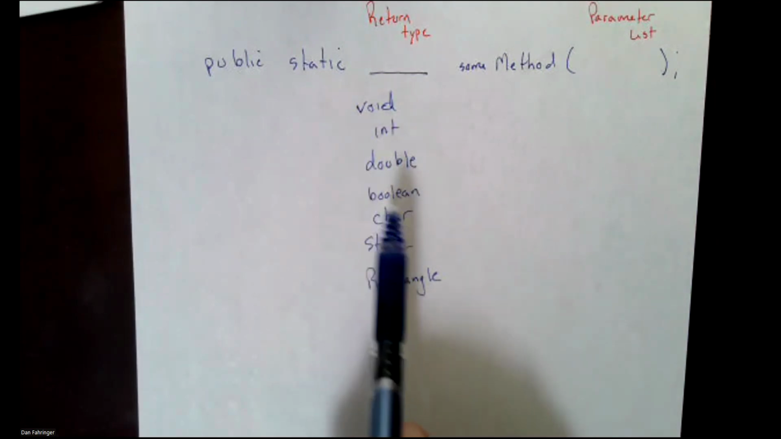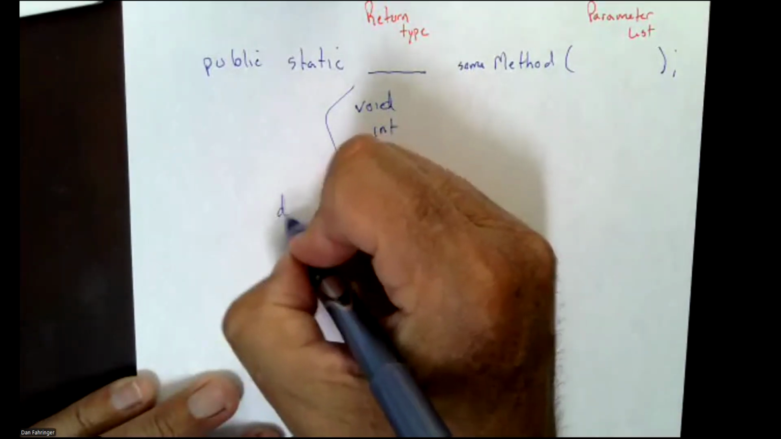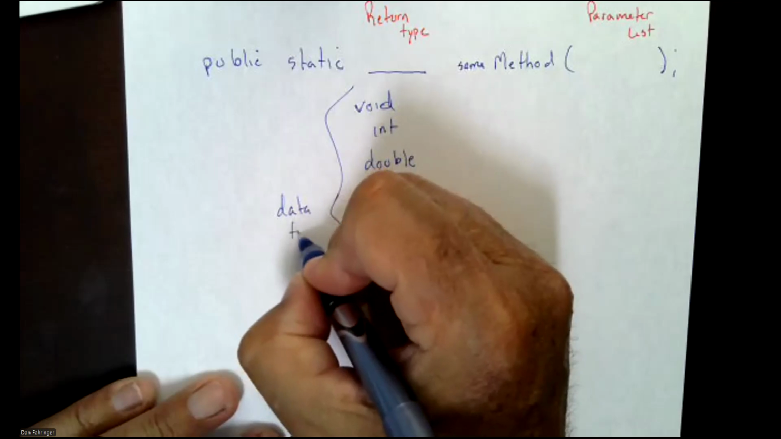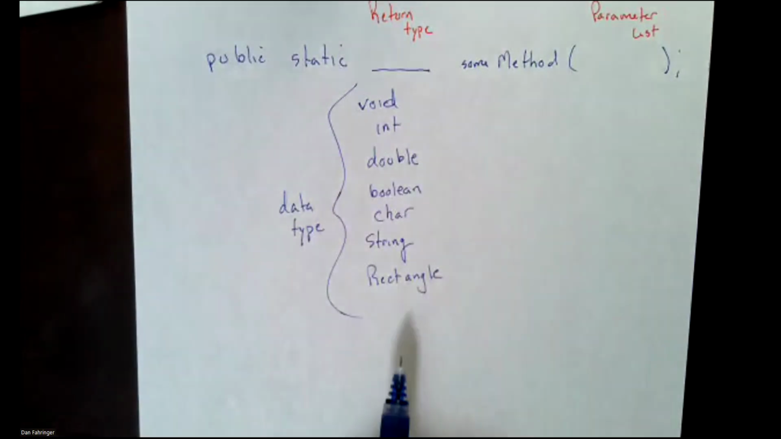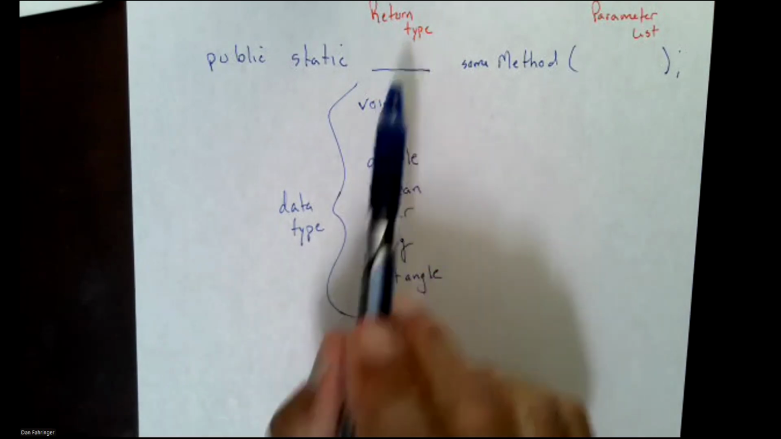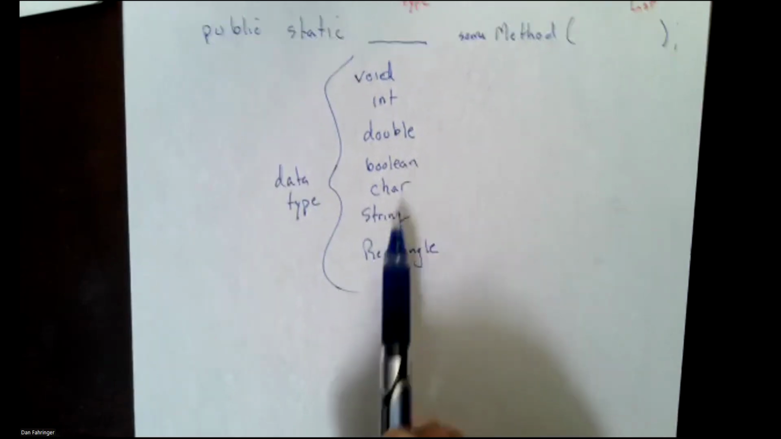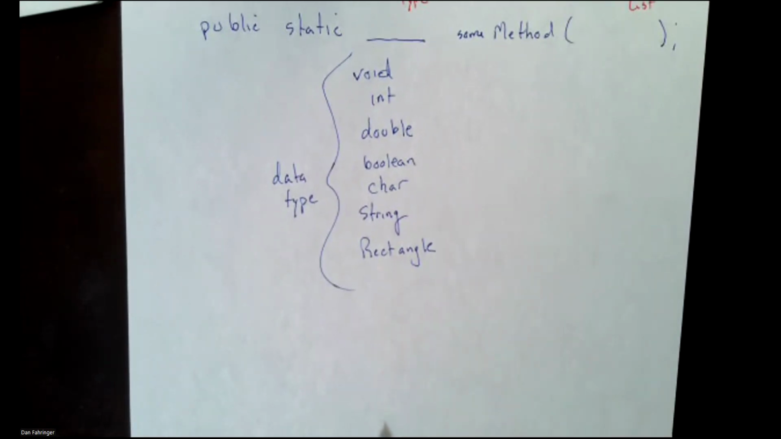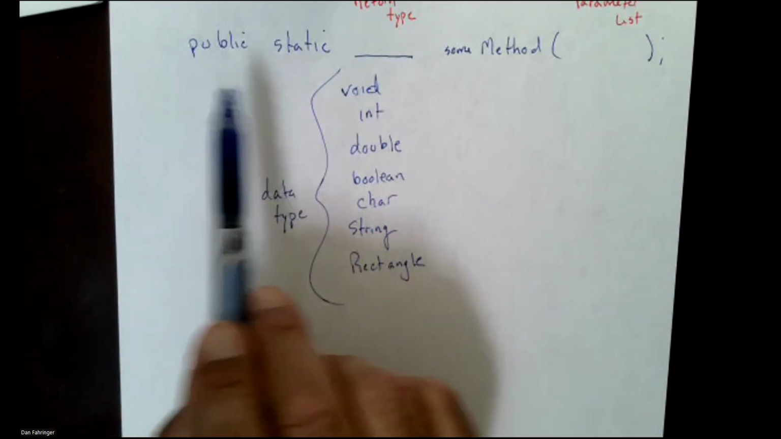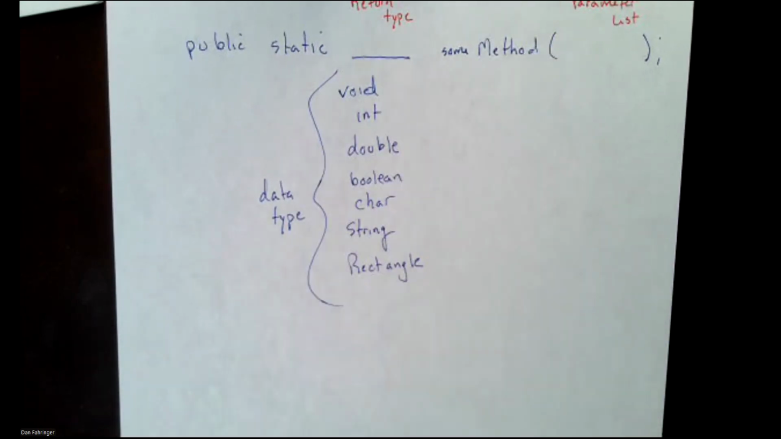Each one of these is a data type. Any data type that we learn about can be returned from a method. Some method, I don't know what it does, but I could return any one of these that I've learned about. And we're going to keep learning about data types, and we can just keep doing these public static methods over and over and over.